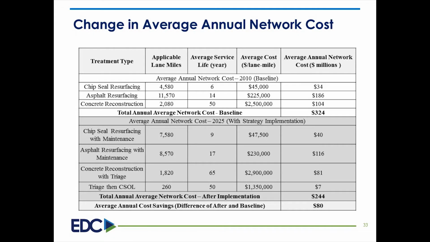And if we add these numbers up, we get, in 2025, and the reason 2025 is used is because that's when we tend to have all of our chip seal lane miles converted, a total of 244 million, which gives us a net savings of $80 million a year. So by looking at these different strategies, there are several strategies involved there, and we can calculate the total savings.